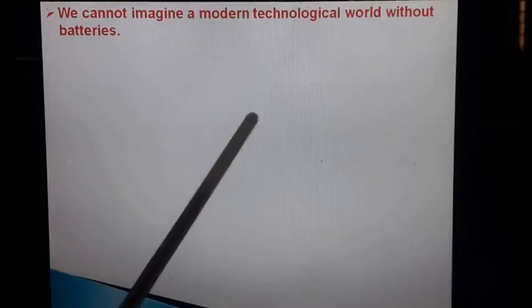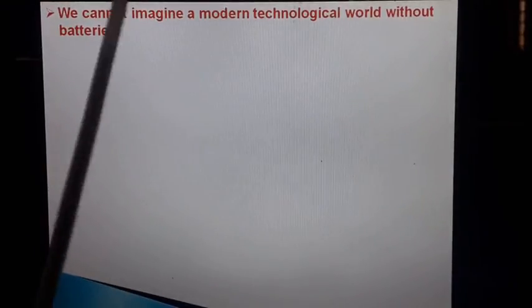Next point, we cannot imagine the modern technological world without batteries. Without batteries we cannot survive in our new technological world, because batteries are a very important source for the movement of vehicles, mobile users, and home users also. The battery is very important.